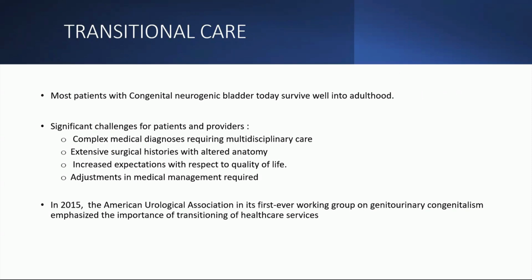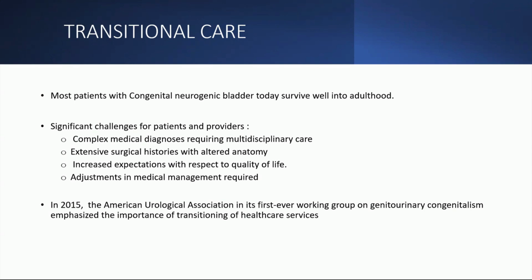Coming to the transitional care. Historically, children who were diagnosed with neurogenic bladder experienced a significant reduction in life expectancy, most commonly due to the development of renal failure. But with the advent of management options like CIC, antibiotics, and augments, most patients today survive well into adulthood. In Canada alone, there are 350,000 patients living with spina bifida, and this extended life expectancy carries many implications.